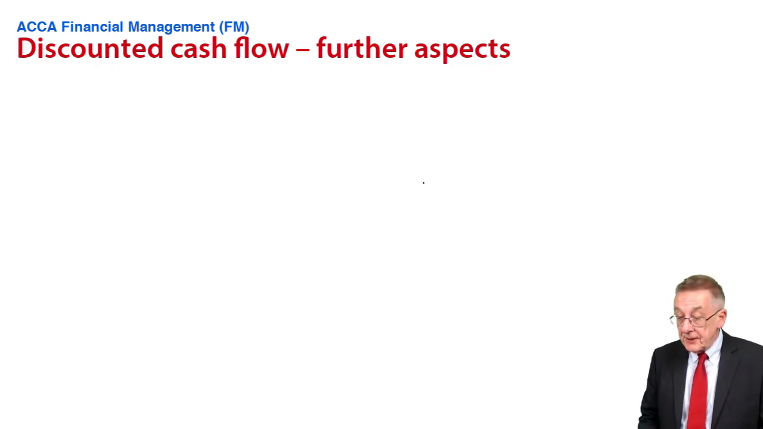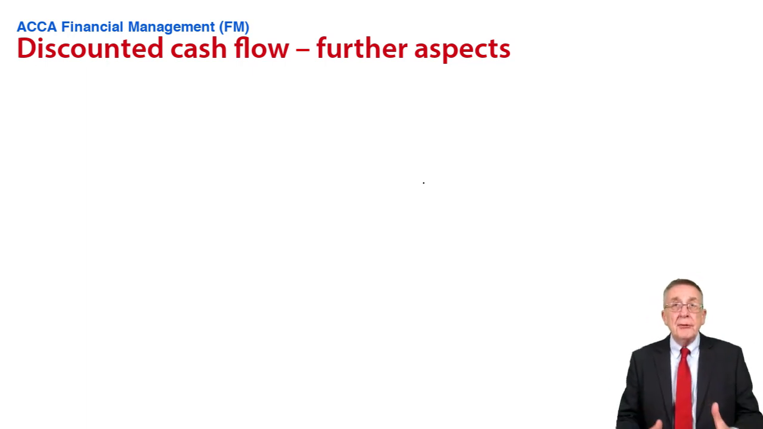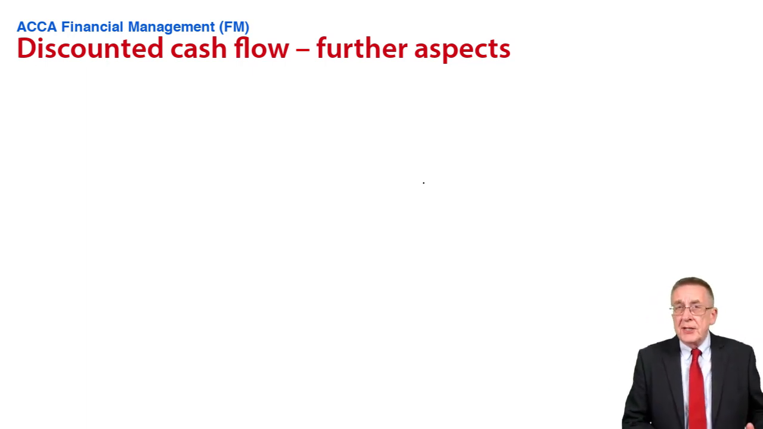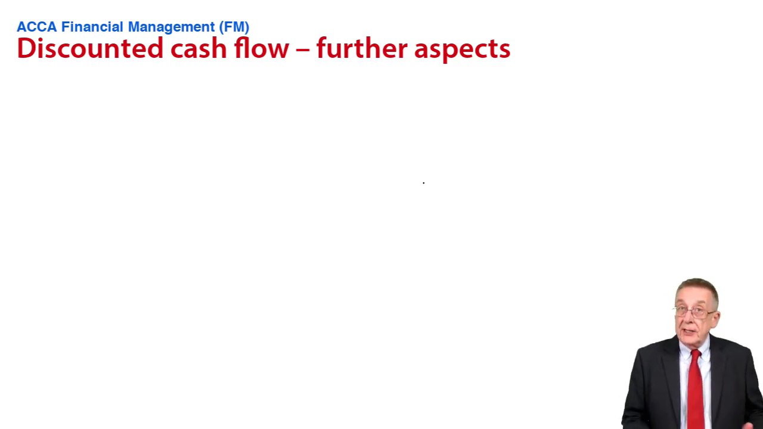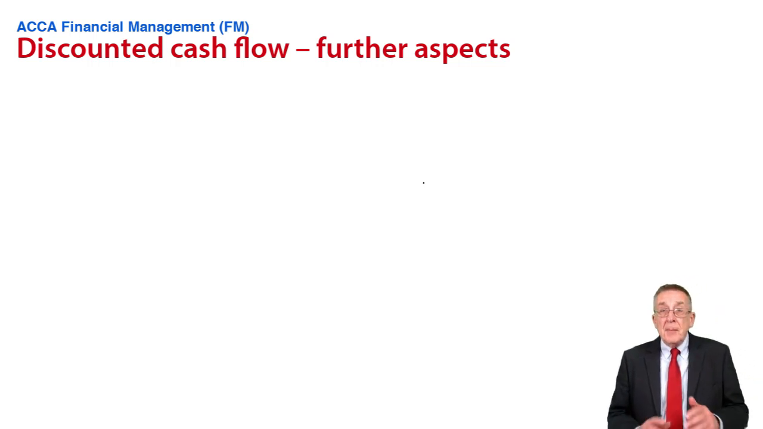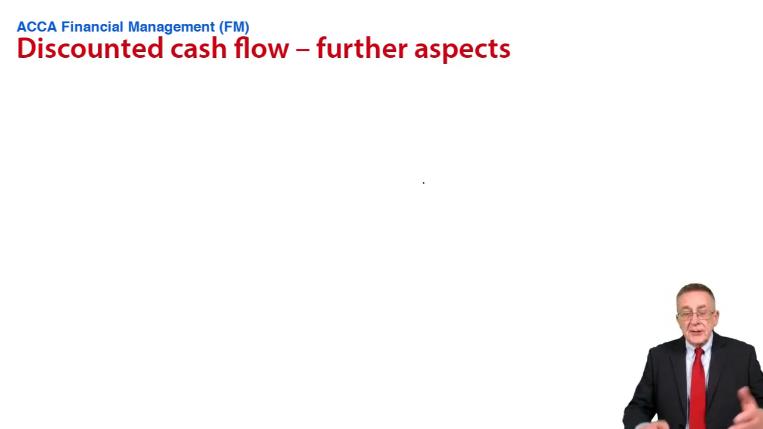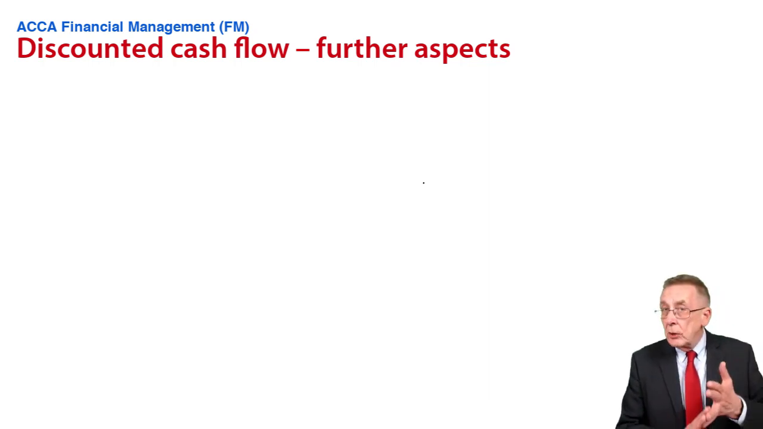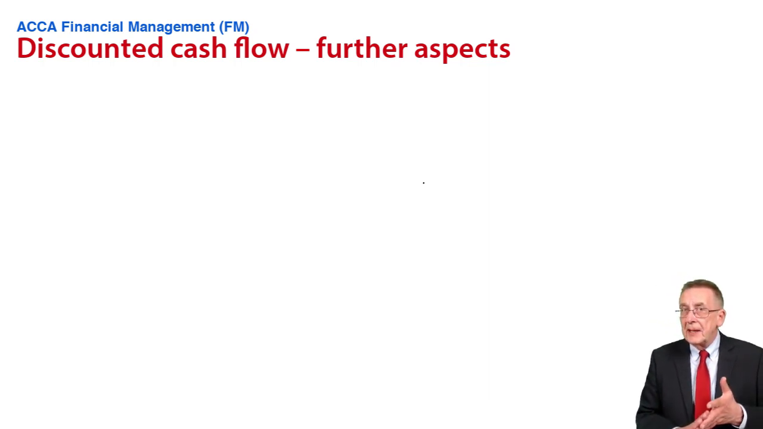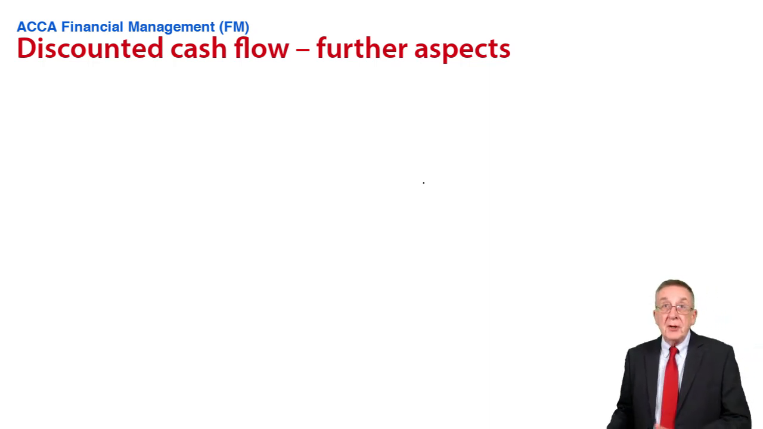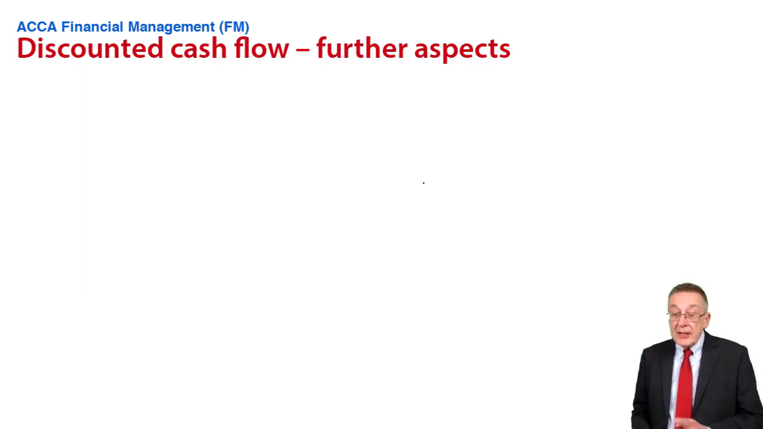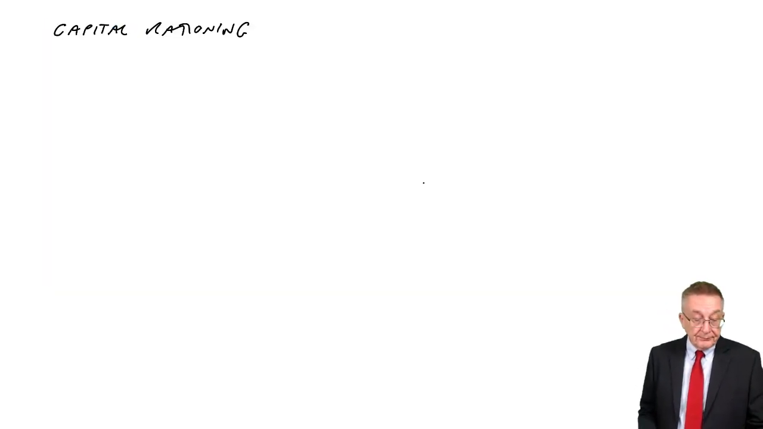Okay, this lecture is on chapter 9 of the free lecture notes, which is headed up Discounted Cash Flow, Further Aspects. In this chapter, there are three special situations that you could have to deal with in the exam, each of which has its own special technique. But they are completely separate. There's something called capital rationing, something called replacement, something called lease versus buy. Because they are completely separate, we'll have three separate lectures, which would seem logical. And this first one is on capital rationing.